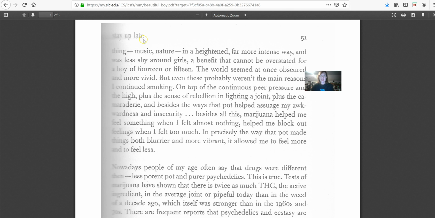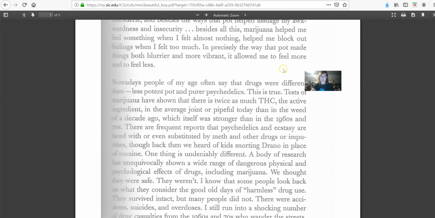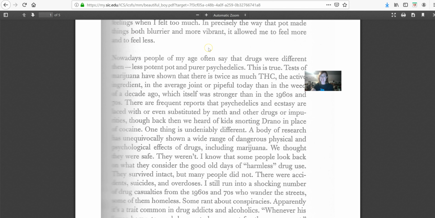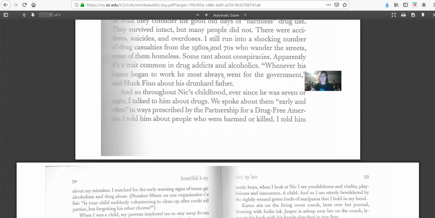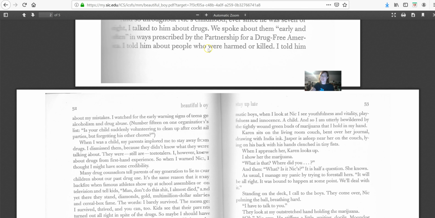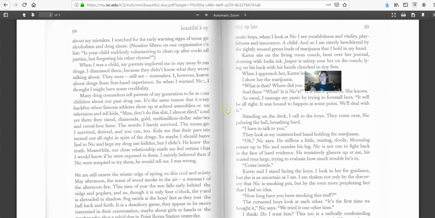So the Beautiful Boy one starts actually on page 51 of the book, but I would start right here where it says "Nowadays." I would start with the "Nowadays." That's where he kind of goes into his experience with what he thought addiction was, and then he kind of breaks it down more on how he thought it affects his son.